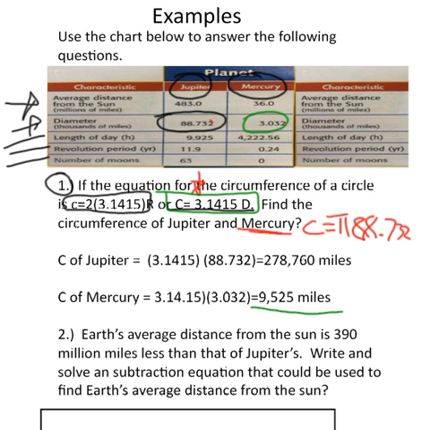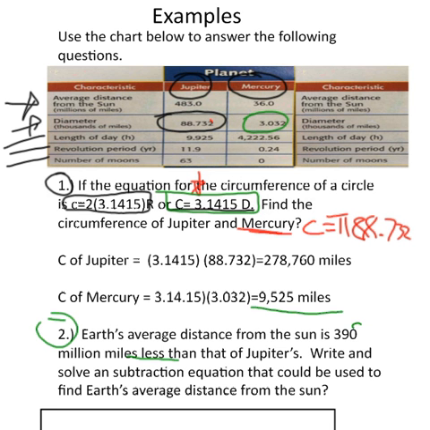The next problem that we've got: the Earth's average distance from the sun is 290 million miles less than that of Jupiter's. Write and solve a subtraction equation that can be used to find the Earth's average distance from the sun. Well, a subtraction equation, if we subtract from the average distance of Jupiter, we find out the Earth.